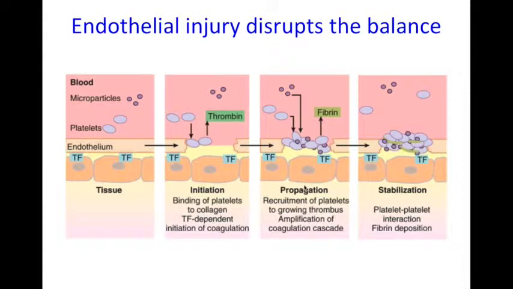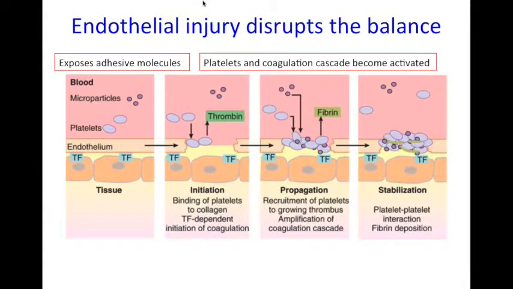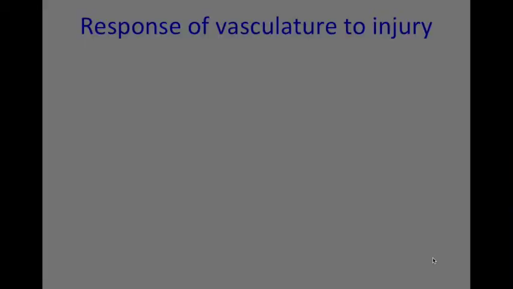The propagation of the clot then occurs by recruitment of platelets to a growing thrombus, and then amplification of the coagulation cascade by the intrinsic pathway occurs, which causes the clot to grow and then finally to stabilize. Platelet interaction and fibrin deposition causes this final step in the pathway. So first exposure of adhesive molecules, and then the platelets and coagulation cascade step in and become activated. And what we see at the end is the formation of a stable clot.